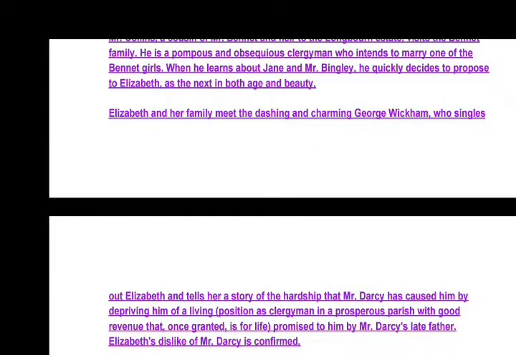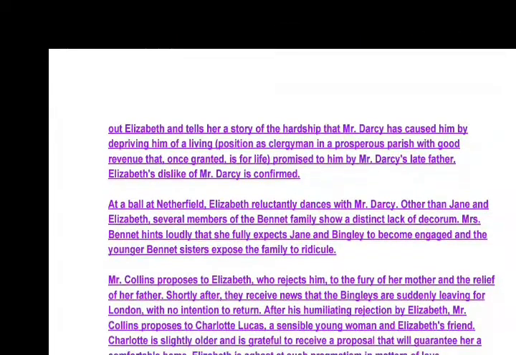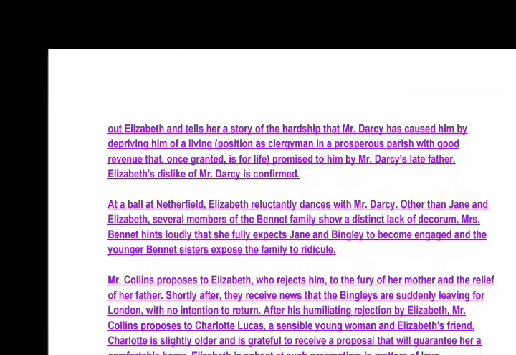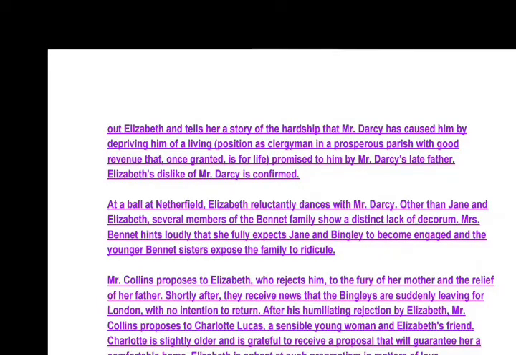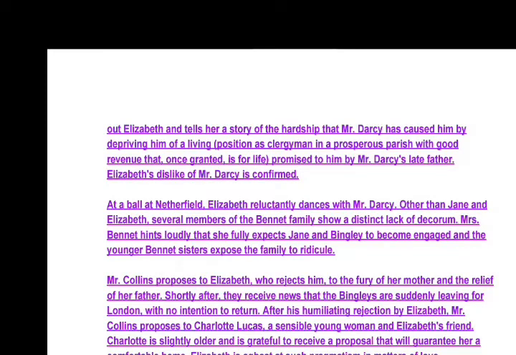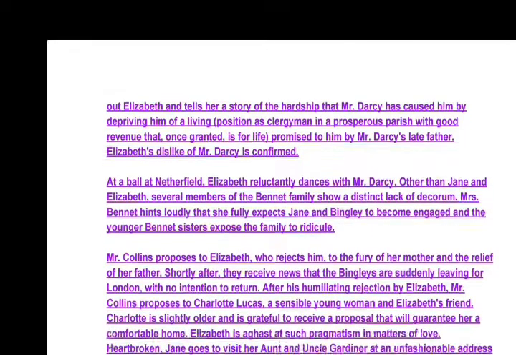Elizabeth and her family meet the dashing and charming George Wickham, who singles out Elizabeth and tells her a story of the hardship that Mr. Darcy has caused him by depriving him of a living position as clergyman in a prosperous parish with good revenue that, once granted, is for life, promised to him by Mr. Darcy's late brother. Elizabeth's dislike of Darcy is confirmed.